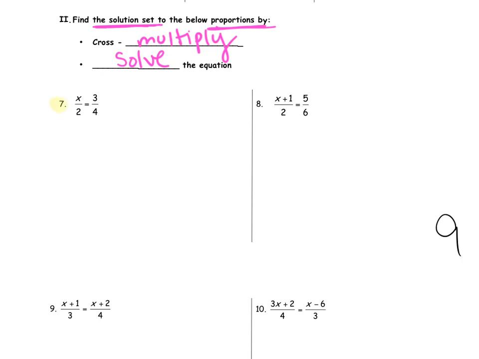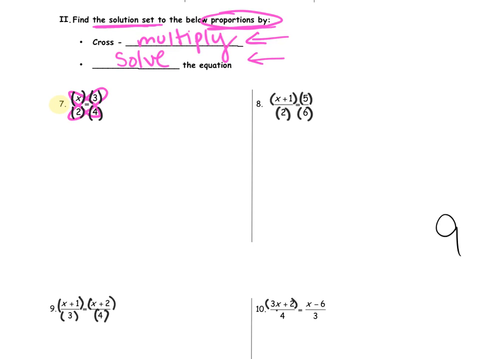Let's do the first problem. We have our two fractions, and we're going to cross multiply because we see a proportion. Our first step says cross multiply and then solve. So let's do the cross multiplication. I always encourage you to do this first: put parentheses around the numbers every time. I don't care if you know how to do it already, please put parentheses. It's good consistency. I want you to do it, because if you forget, then you'll make a mistake.